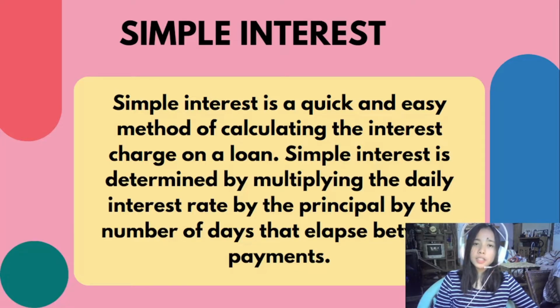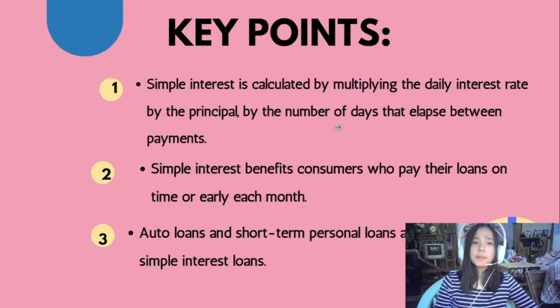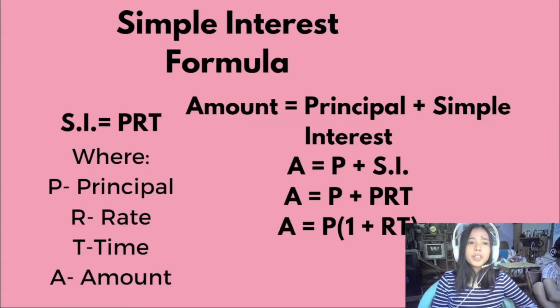Simple interest is determined by multiplying the daily interest rate by the principal by the number of days that elapse between payments. Key points. Simple interest is calculated by multiplying the daily interest rate by the principal and by the number of days that elapse between payments. Second, simple interest benefits consumers who pay their loans on time or early each month. The third is that auto loans and short-term personal loans are usually simple interest loans.